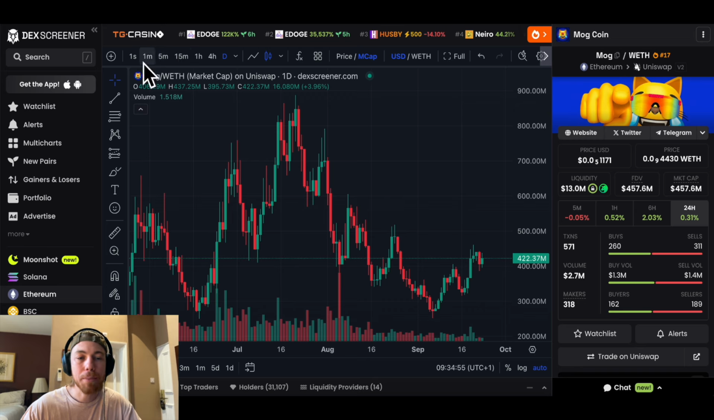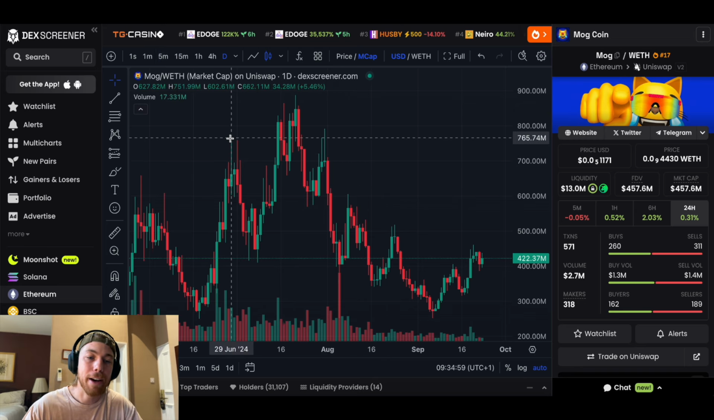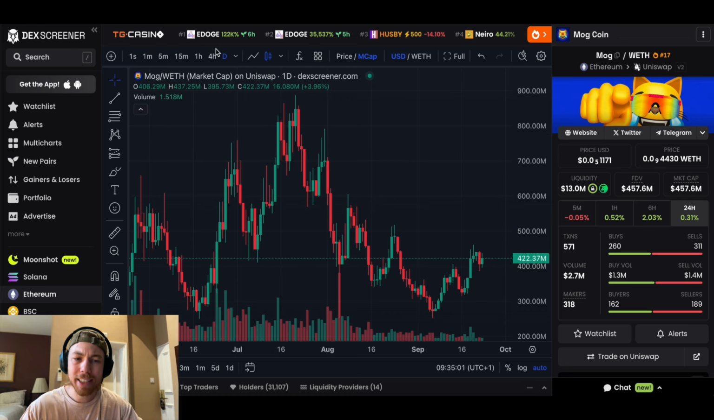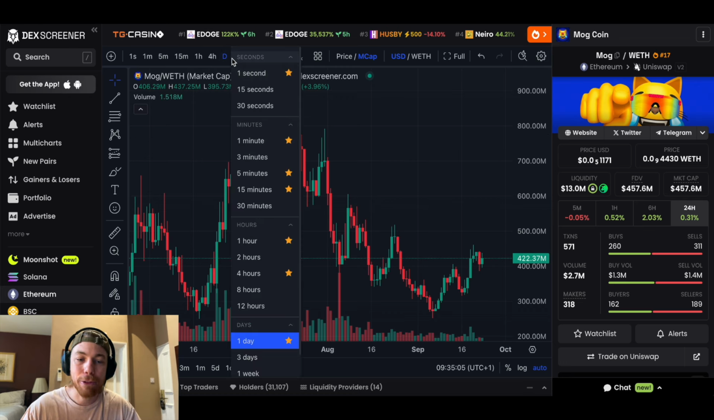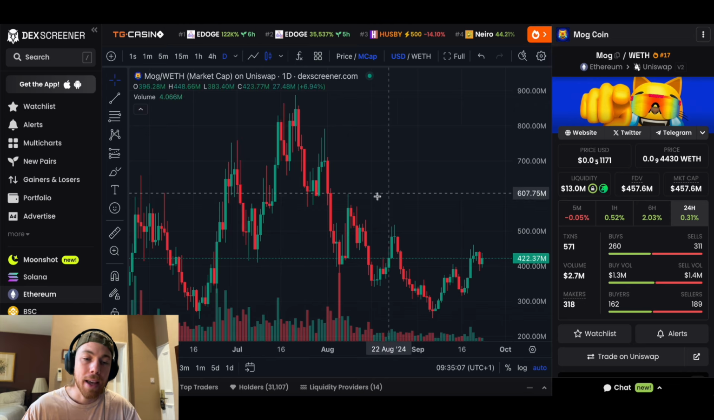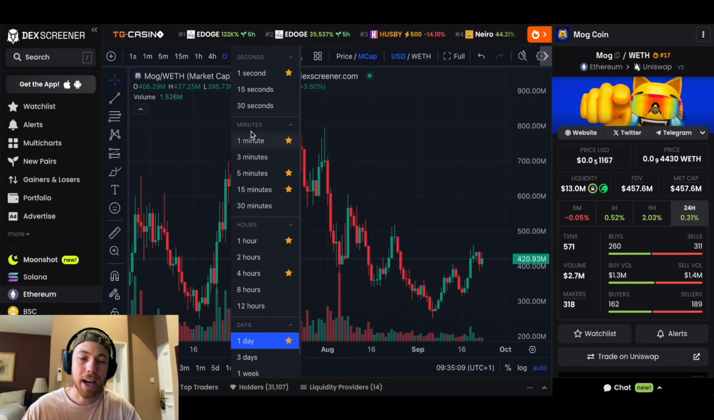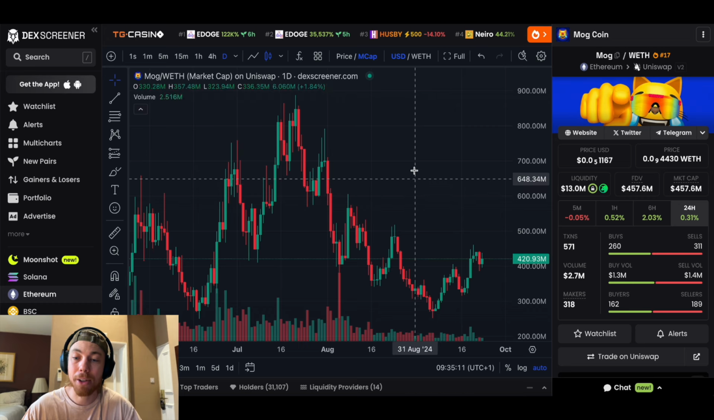Right now, up the top, we have the different time frames. MOG being a token that has been out for many, many months, I like to keep it generally on the 4 hour probably as the lowest, but usually the daily, if not sometimes the 3 days or the week. And again, you can star them to make them appear at the top if that's how you like to trade.